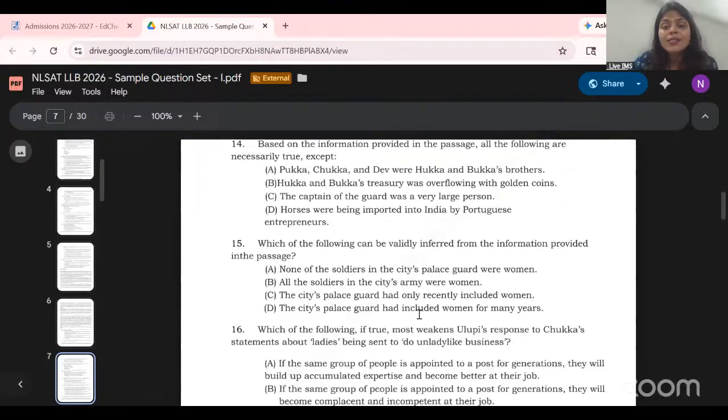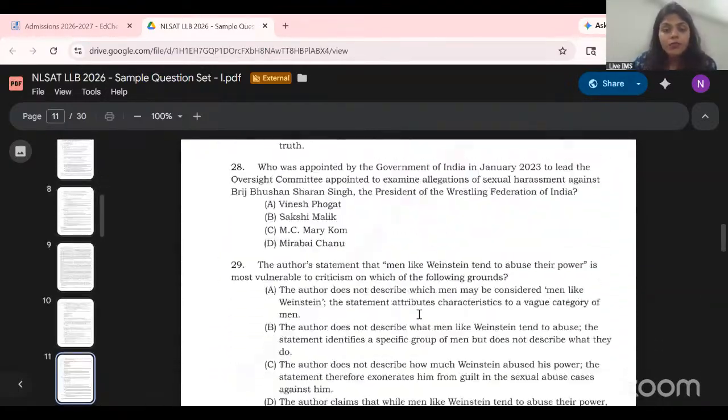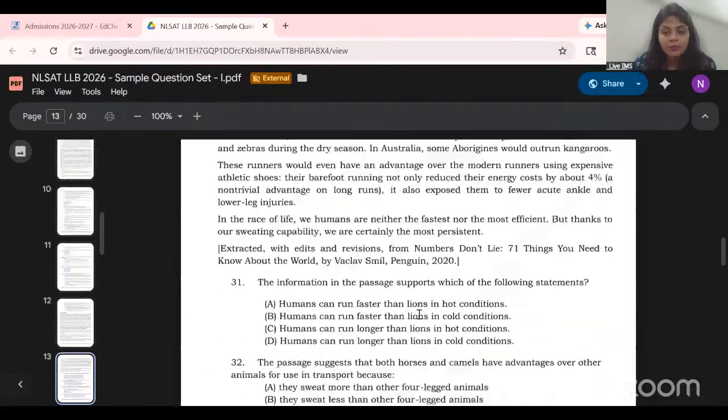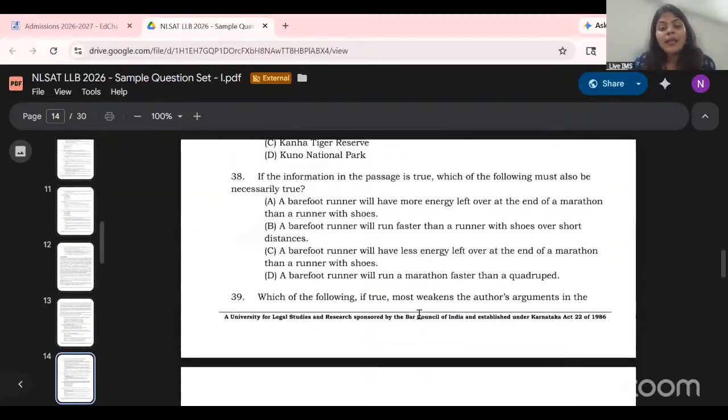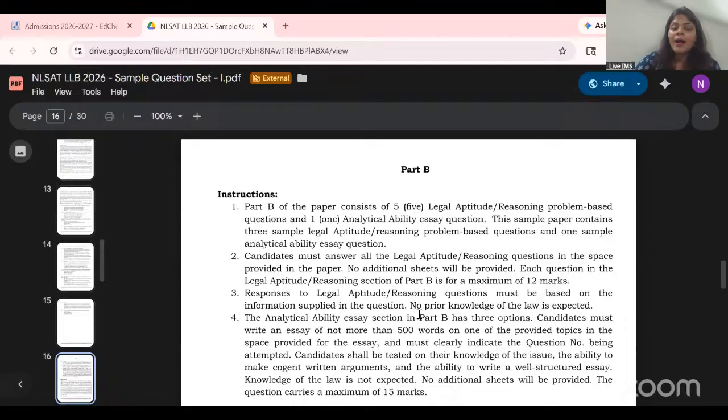Now, let us move to the second part of it. I will just give you a heads up here. When you're solving the question paper, when you get it, try to start from part B. Why am I mentioning this? For part B, the number of questions is approximately 5 to 6: 5 questions from legal aptitude and 1 question based on your analytical ability.